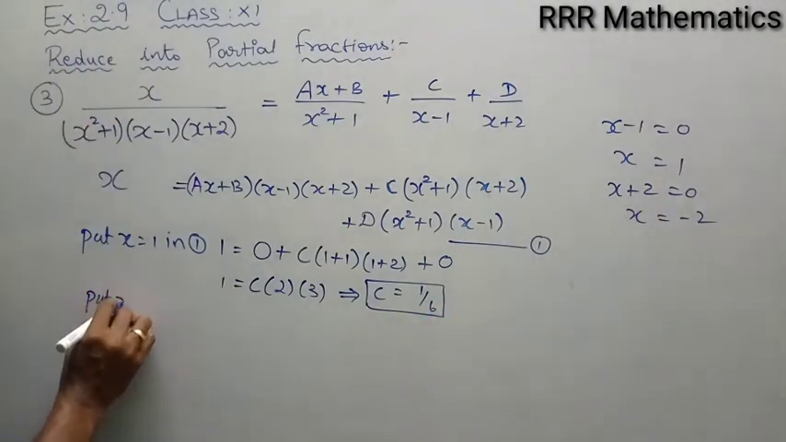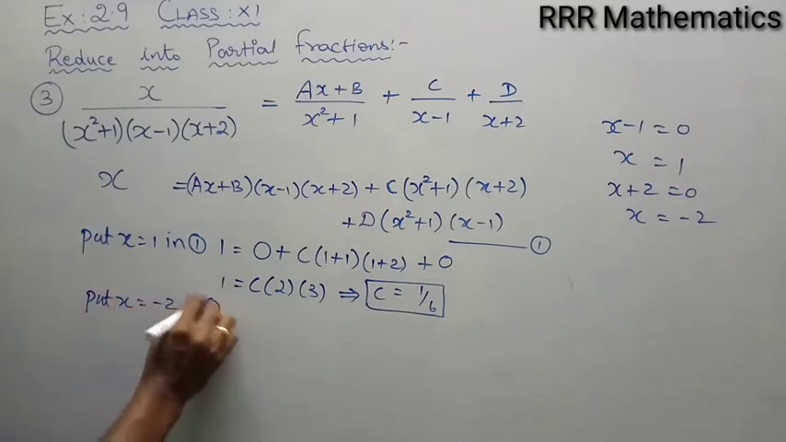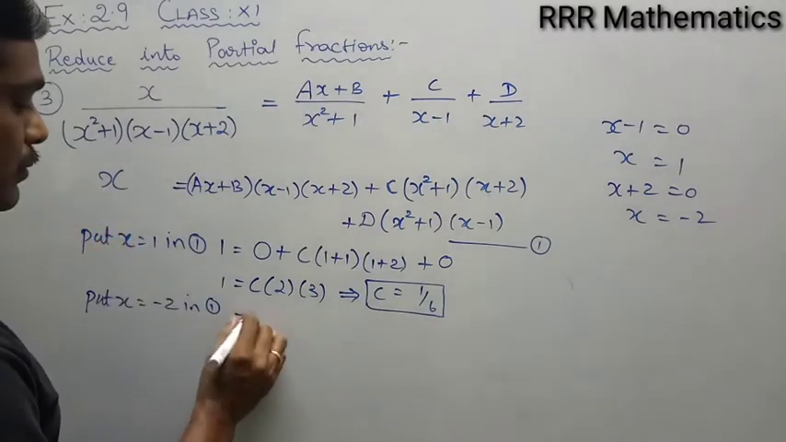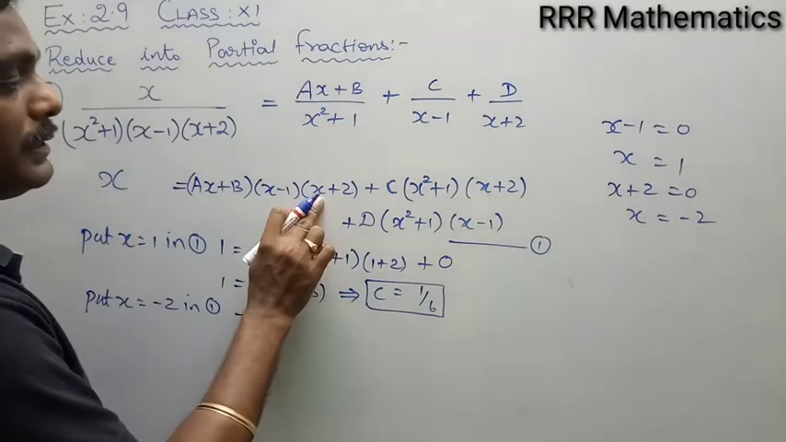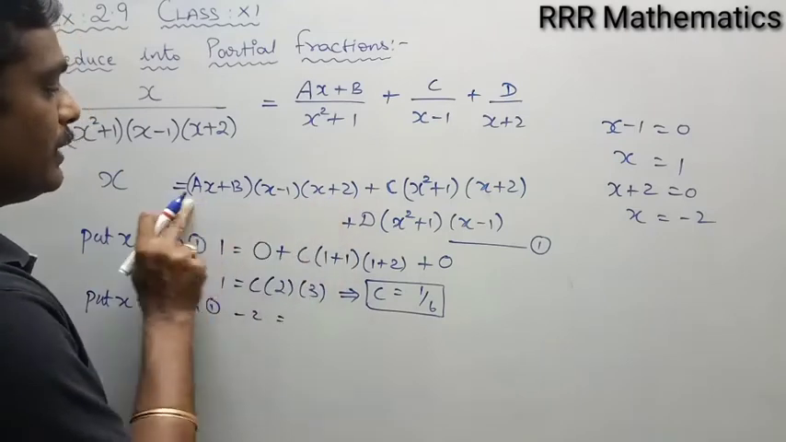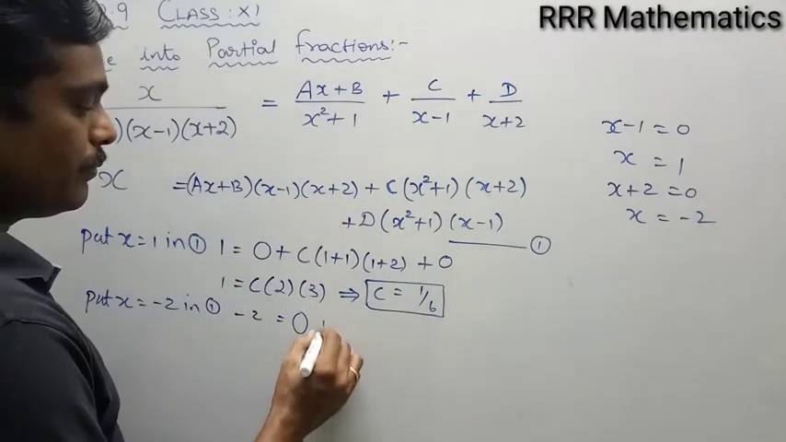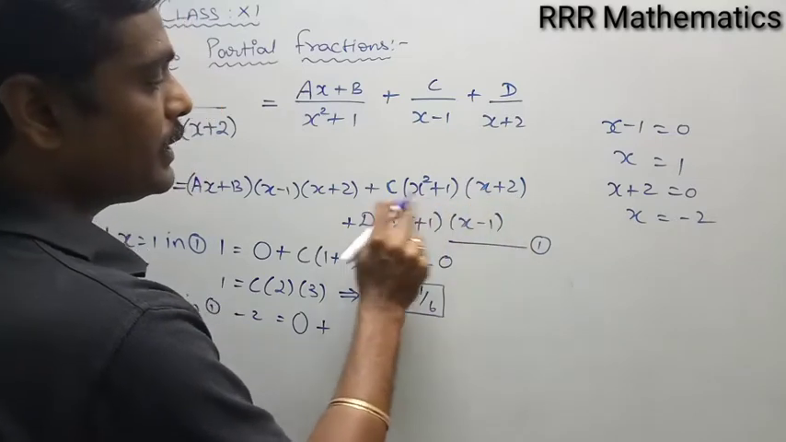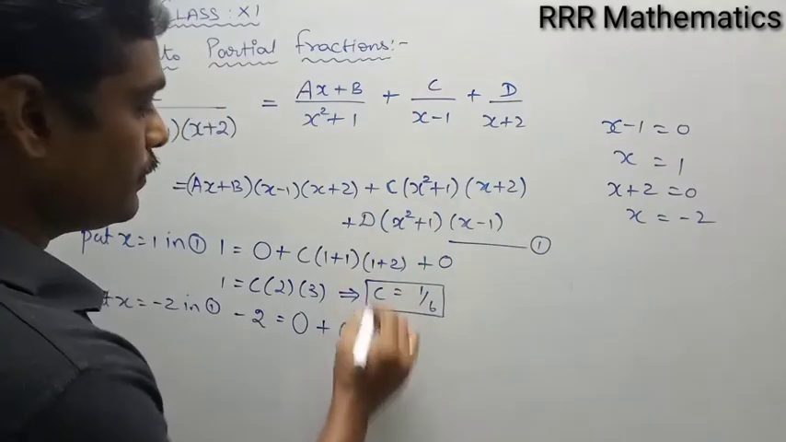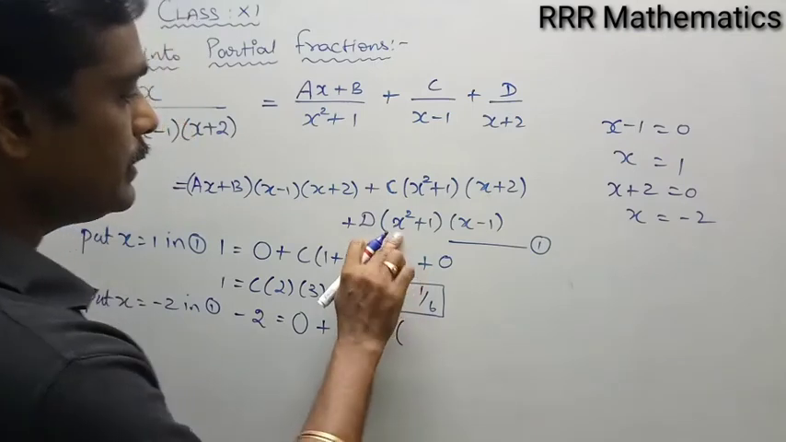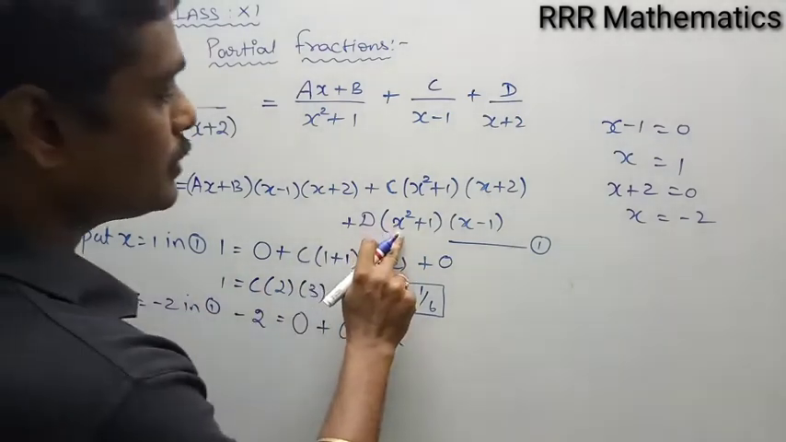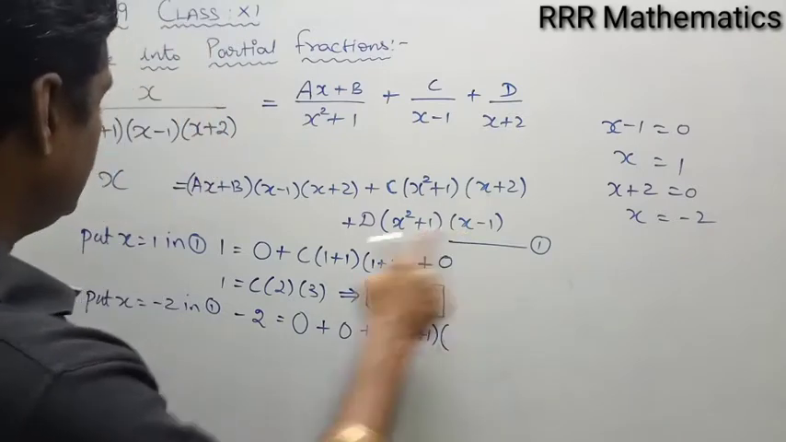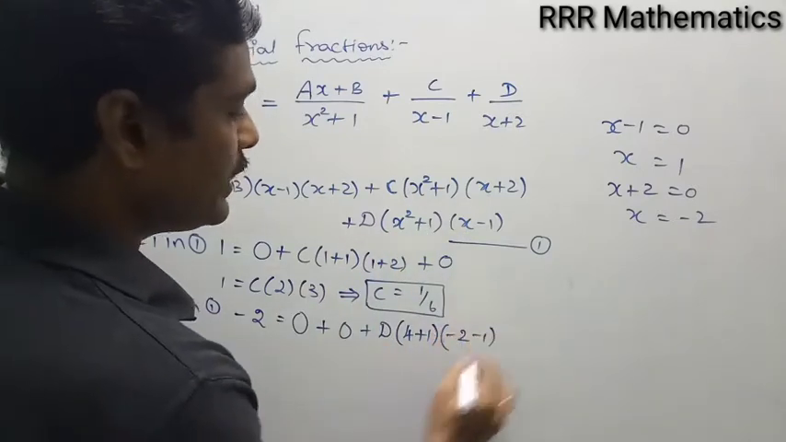Put x equal to minus 2 in 1. See, when you replace minus 2 plus 2, that is 0, 0 times the entire product is 0. Plus d into, what is this? Minus 2 whole square plus 4 plus 1, open bracket, this is minus 2 minus 1.